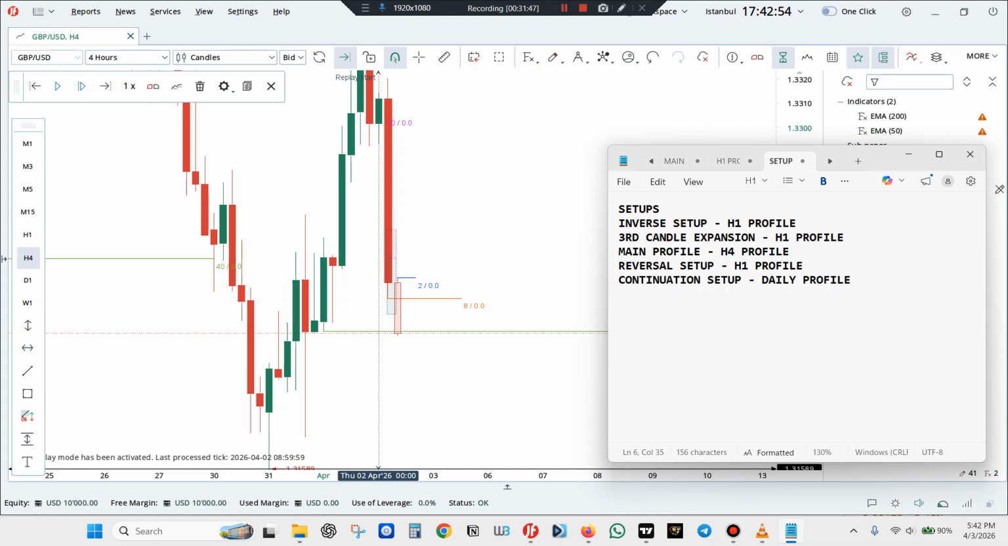The first name we would have given it was expansion setup. But one of my friends told me it twists your mind, so call it an inverse setup. So we gave it an inverse setup. So we have inverse setup, we have the third candle expansion, both of them are H1 profile, and then we have the main profile, then we have reversal setup, and then we have continuation setup.